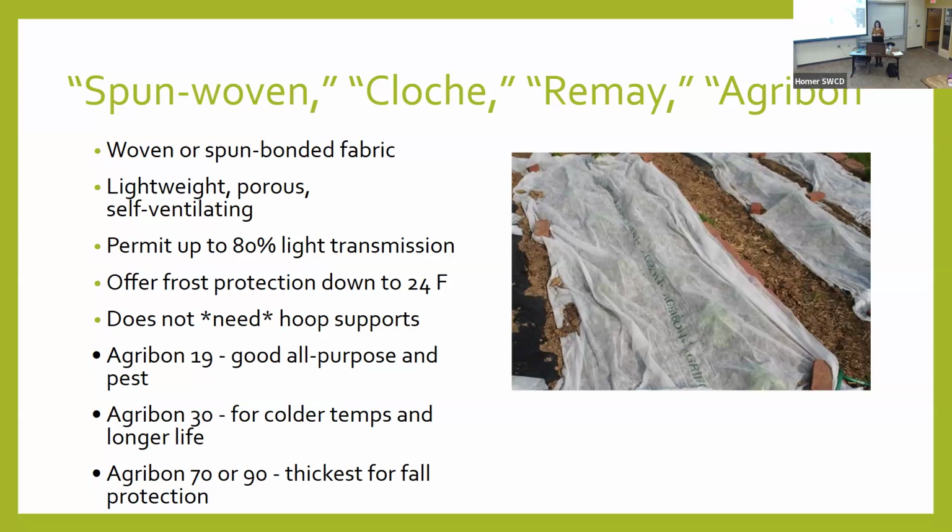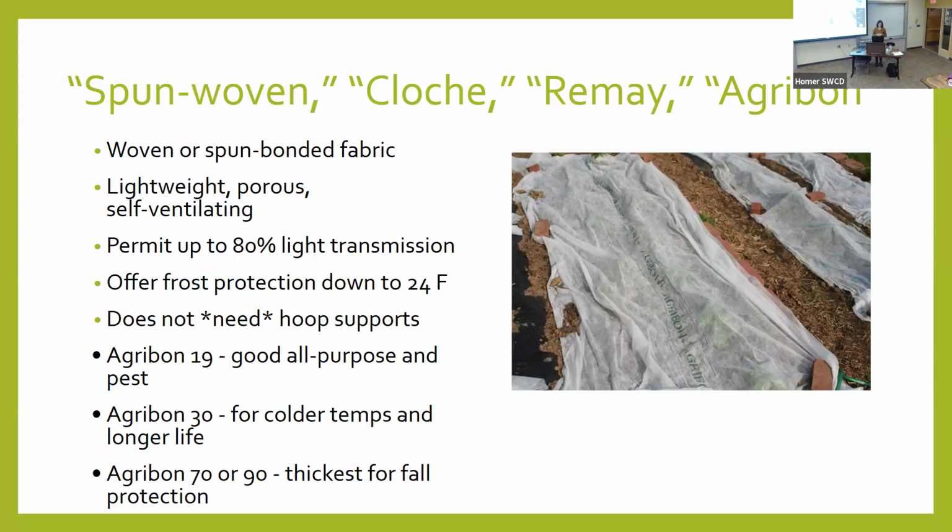The Agribon 19 is my favorite all-purpose for using it. I mostly use it for root maggots for my brassicas, but I also use it to germinate my carrots and for some early season protection of transplants and stuff. And it's lightweight. I believe this picture is the 19. You can kind of see through it almost.